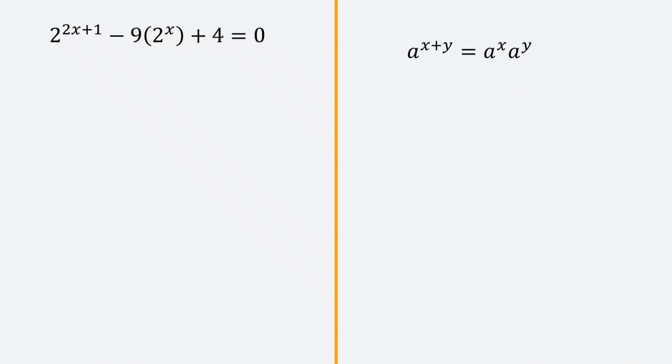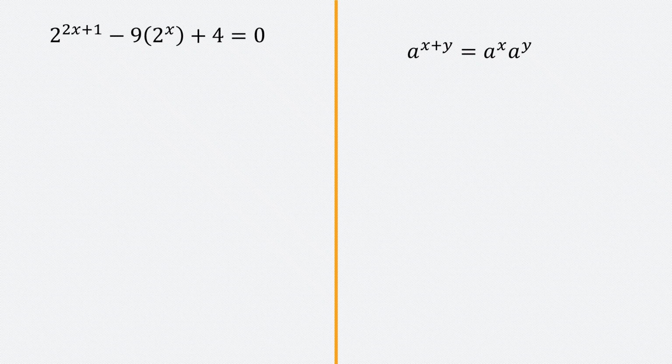In this video, we'll be solving this question. 2 to the power 2x plus 1 minus 9 times 2 to the power x plus 4 is equal to 0. So let's begin. The first thing we'll do is to apply the product rule in reverse.